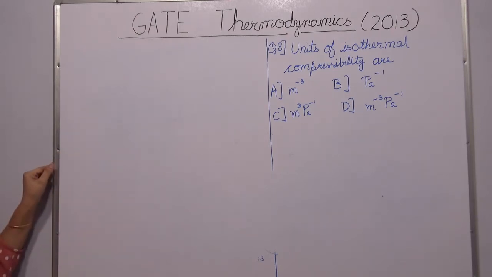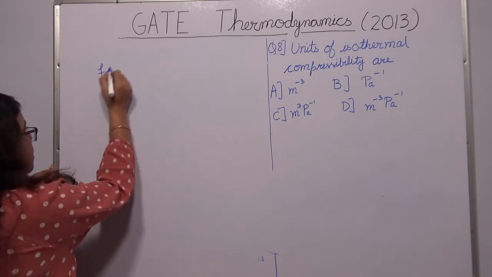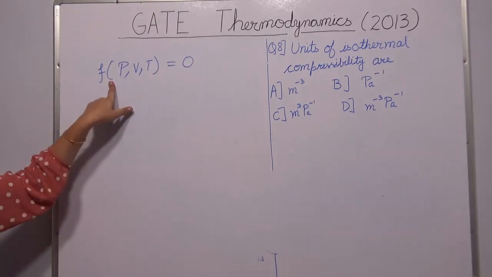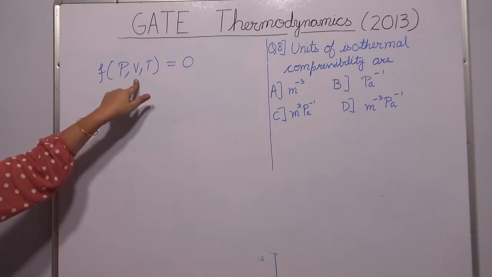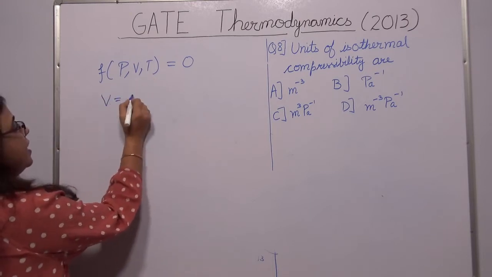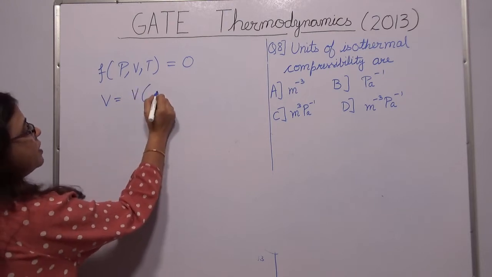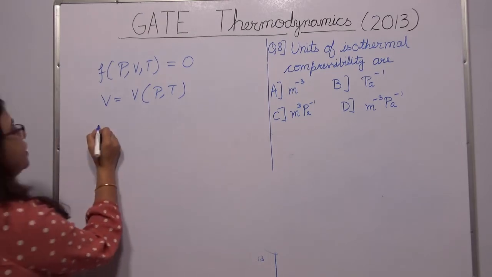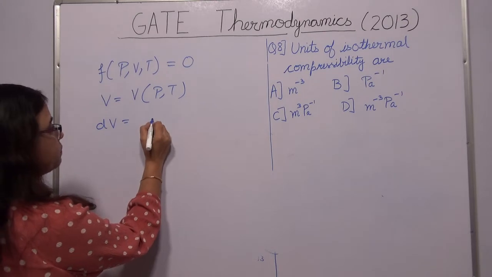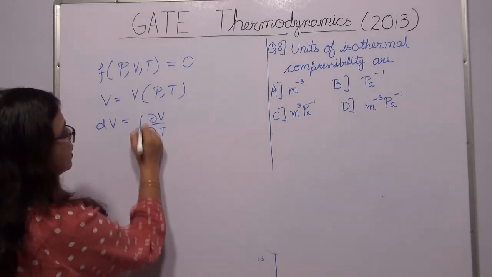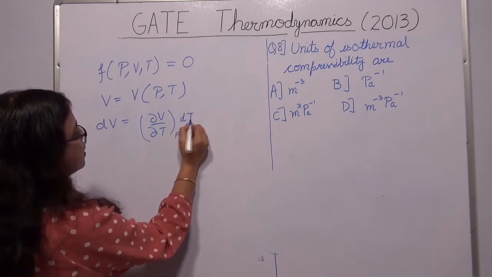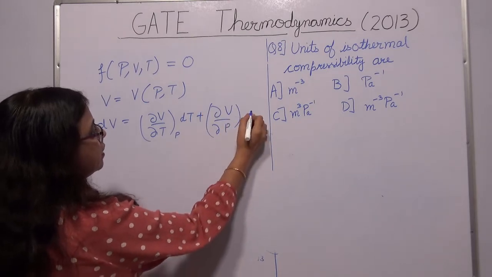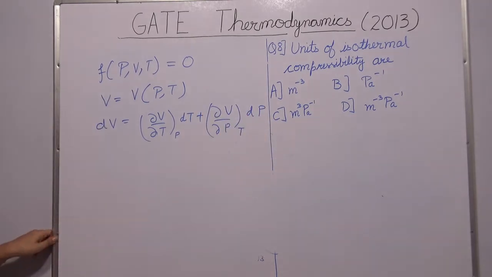So you all know we can write the equation of state as some function of PVT. Or I can also write it explicitly in V, the molar volume, as V which is a function of P and T. I can write the total derivative of V now as dV is equal to del V by del T at constant P into dT plus del V by del P at constant T into dP. I can write it like this.